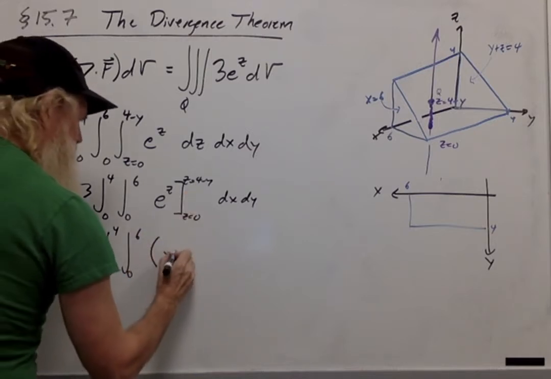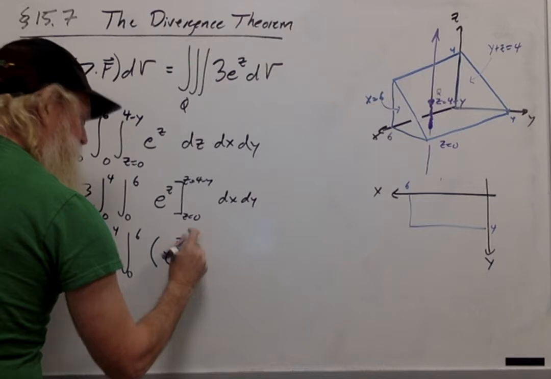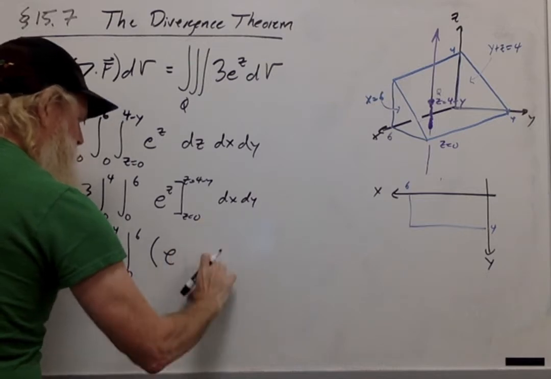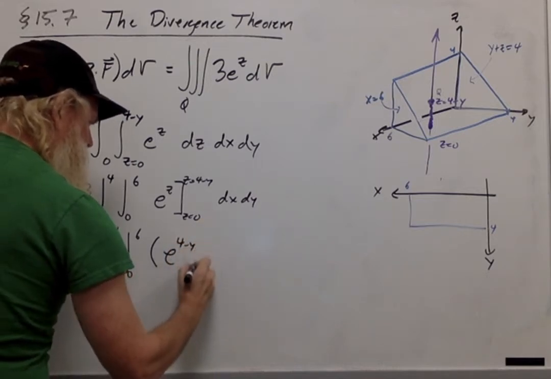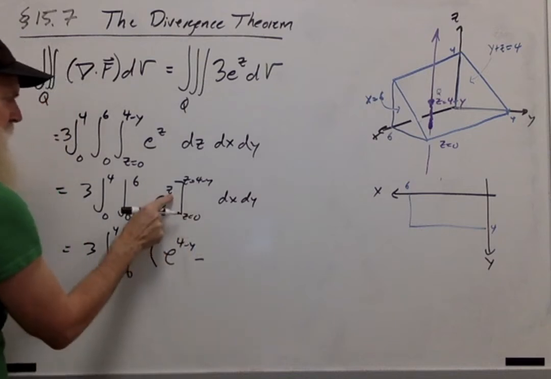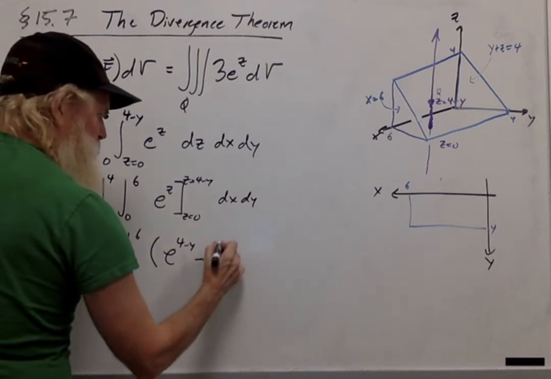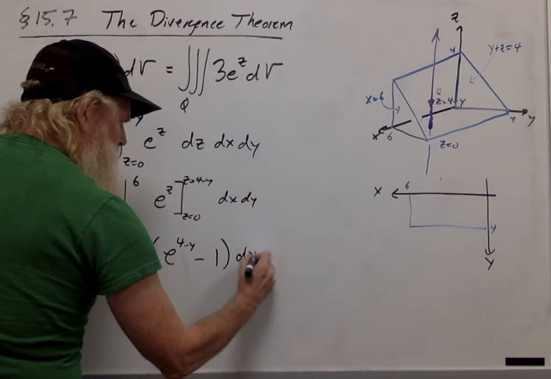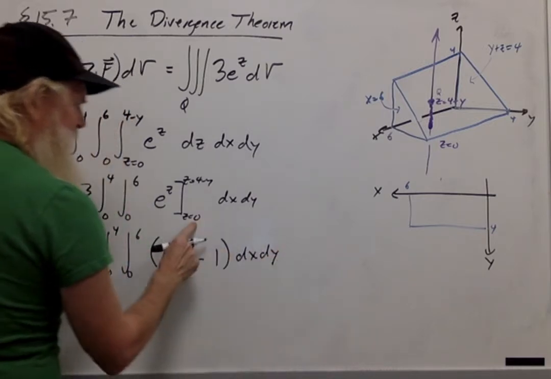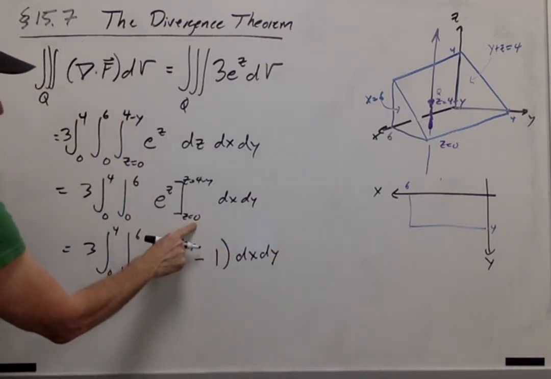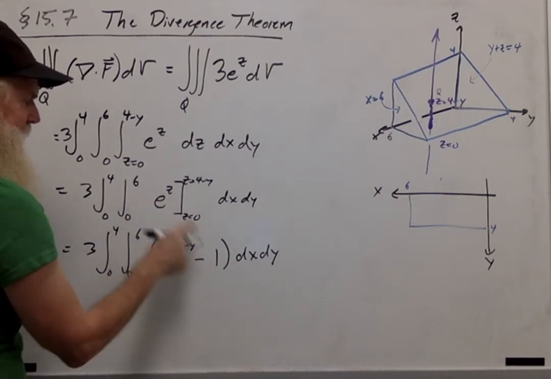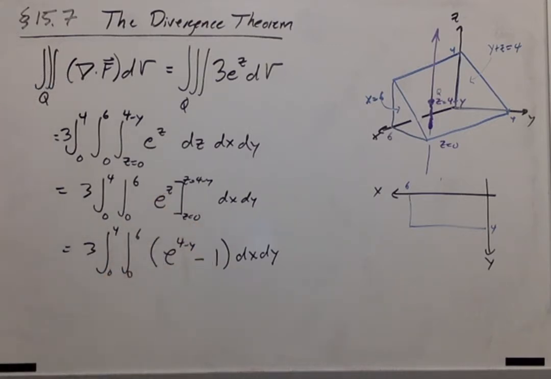Plugging in the top endpoint, I get e to the 4 minus y, minus, plugging in z equals 0, I get e to the 0, which is 1. Don't lose that 1. A lot of the time when you plug in the bottom endpoint of 0, you get a 0 out, but not this time. E to the 0 equals 1.